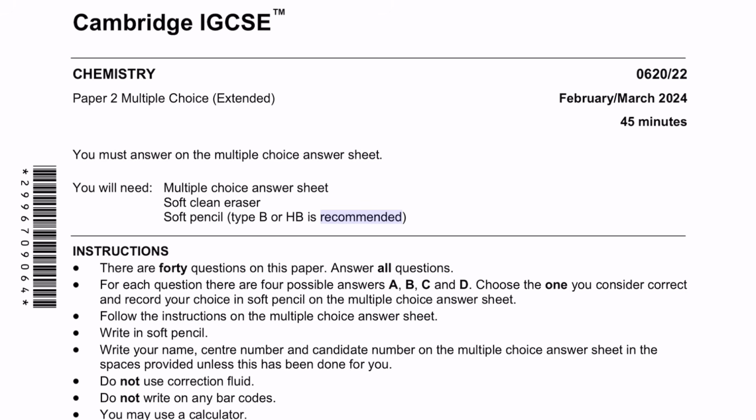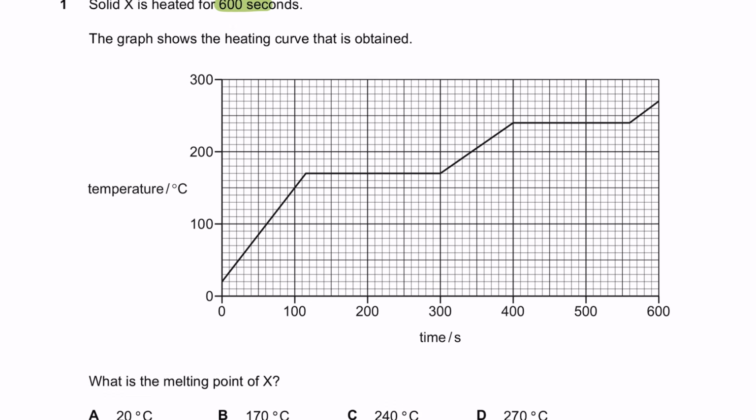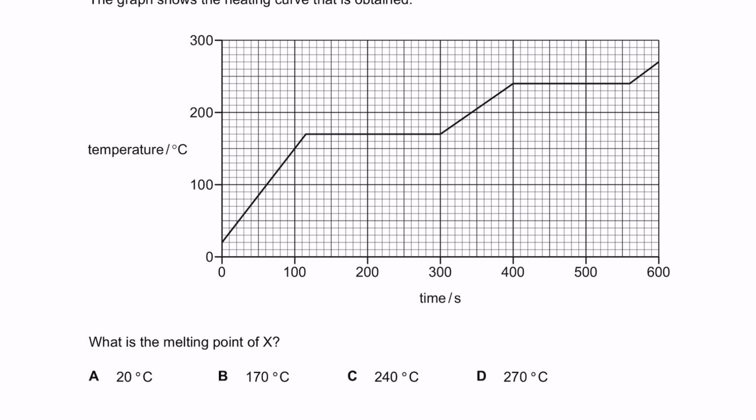This video is a tutorial on Chemistry Paper 2 from February-March 2024 examinations. Question 1. Solid X is heated for 600 seconds. The graph shows the heating curve that is obtained. What is the melting point of X?